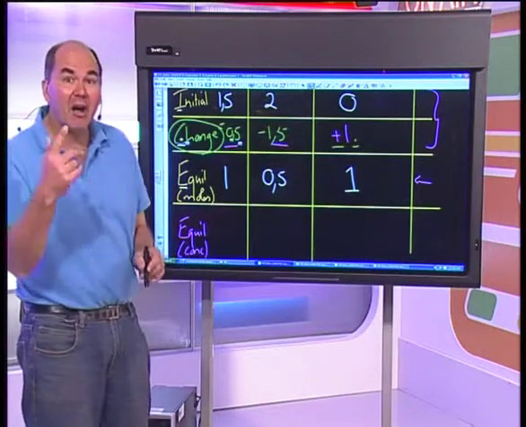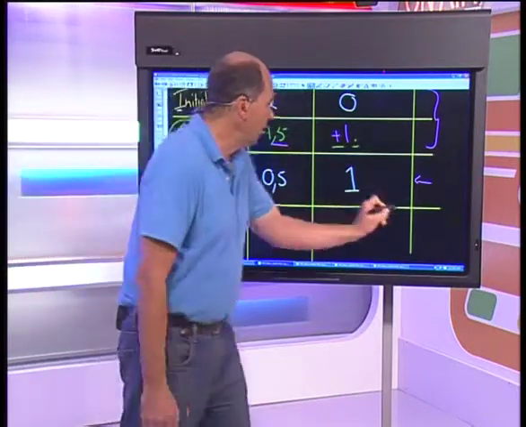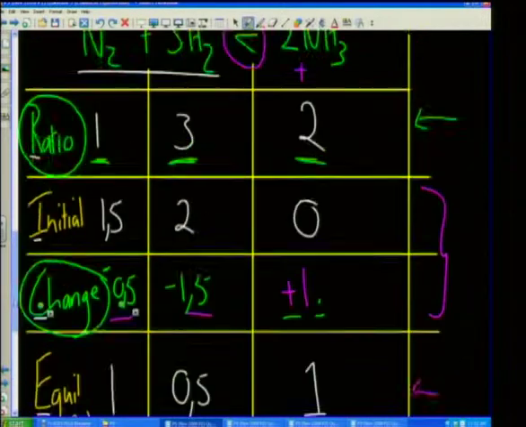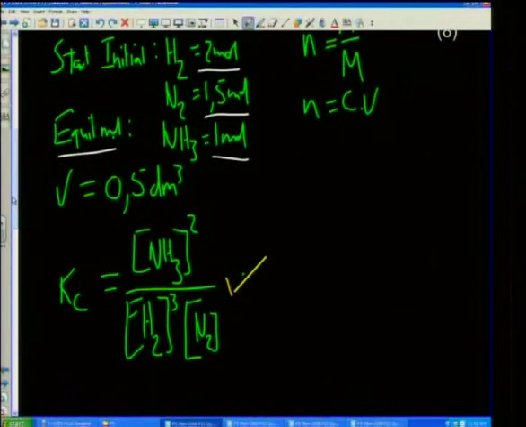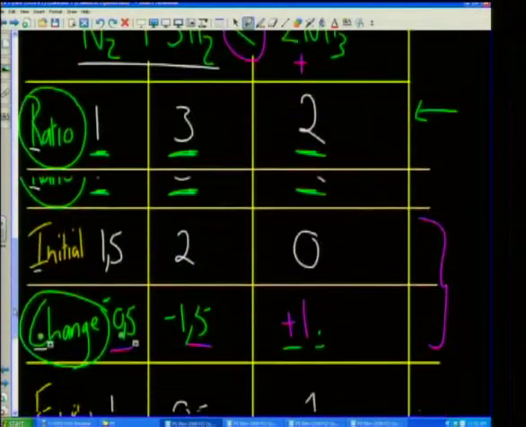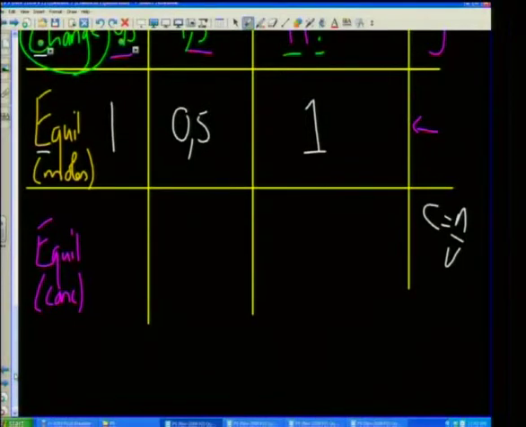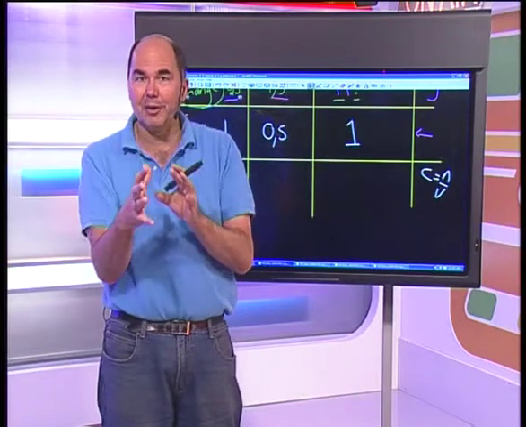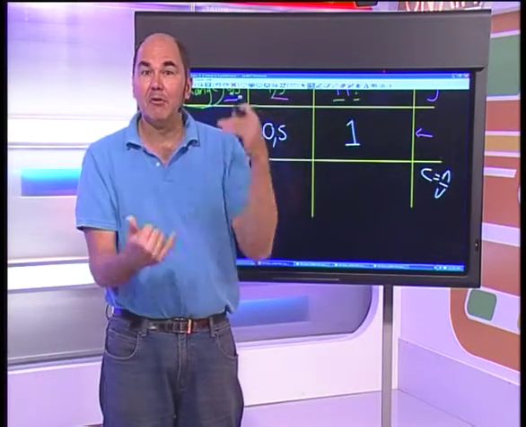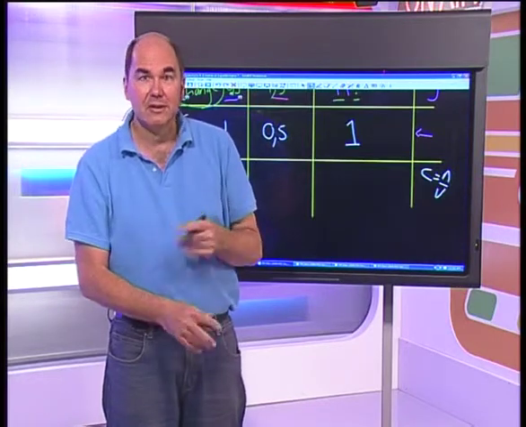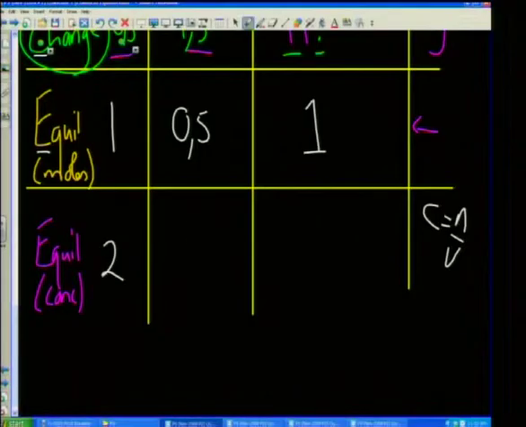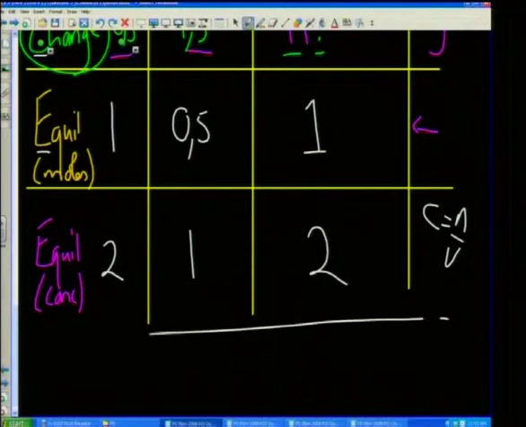What about our concentration? Well, remember, we said it earlier. Concentration is the number of moles divided by volume, and we've got a volume of a half. So what we must do to each of those, we must divide by a half. Now, here's something that does work on the calculator, and that's fine if you're comfortable with that. But if you divide by half, it's the same as multiplying by 2. So it's easy. Multiply 1 by 2 gives you 2. Multiply a half by 2 is 1. Multiply 1 by 2 gives you 2. Those are your concentration values.